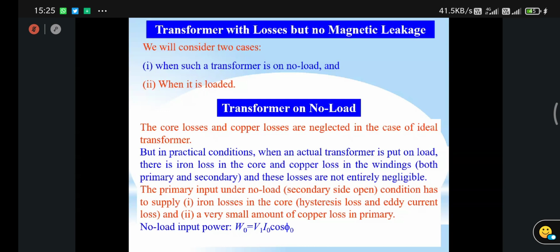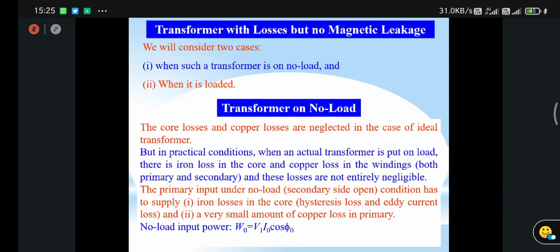The core losses and copper losses are neglected in an ideal transformer. Not only that, the permeability of the transformer core is infinite, so the flux moves in any direction here. Thereby the exciting current will be 0, and the efficiency of the ideal transformer will be 100% compared to a practical transformer. These are the points we have already studied.